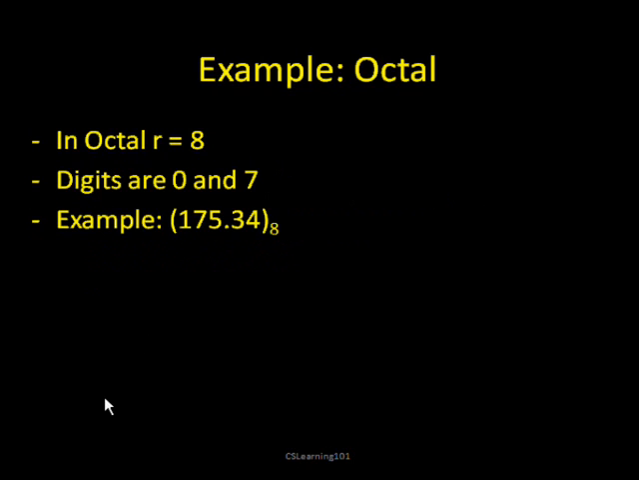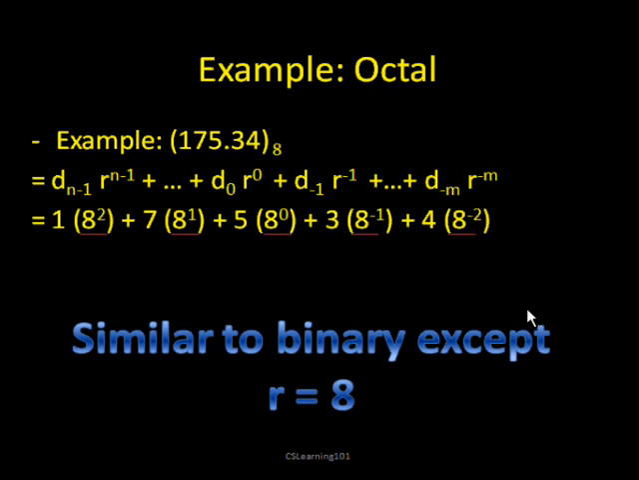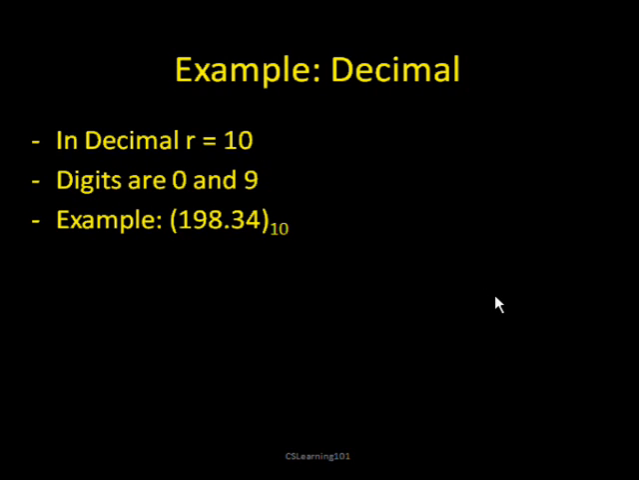Okay, we'll try it again with octal numbers. In octal, the base is 8, which means that there are 8 possible digits we can use, from 0 to 7. Here's another example, 175.34. If we use our formula again, we get 1 times 8 to the power 2, because the 1 is in the second place, and 8 is the base. Plus 7 times 8 to the power 1, plus 5 times 8 to the power 0, and so on. It's very similar to binary, and you can calculate that out yourself.